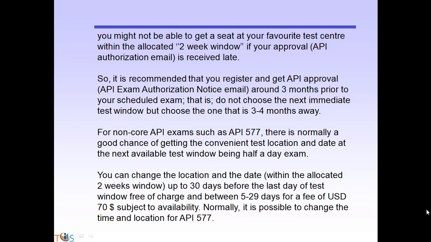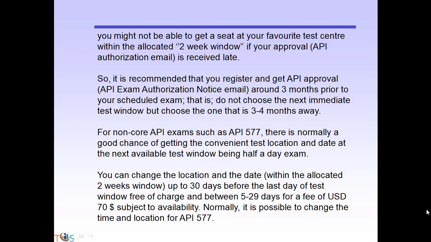So, it is recommended that you register and get the API exam authorization notice email around 3 months prior to your scheduled exam, that is, do not choose the next immediate test window but choose the one that is 3 to 4 months away.